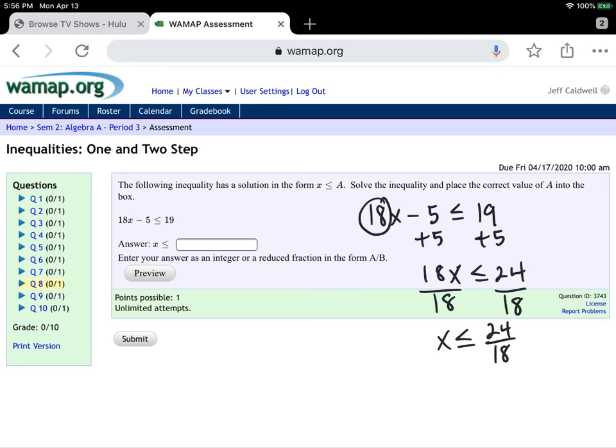But since I don't have a calculator in front of me, I'm going to do it by hand here. I'm looking for the greatest number that divides into 24 and 18, and they're both divisible by 6. So this becomes x is less than or equal to 4/3. In the blank, we put 4 divided by 3, hit submit, and we're done.